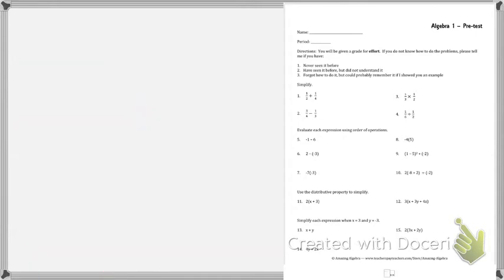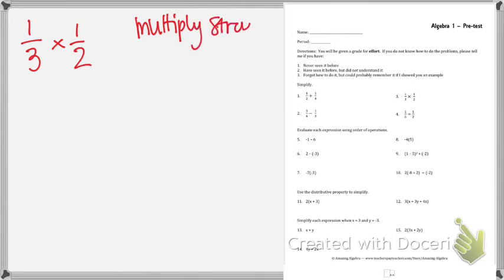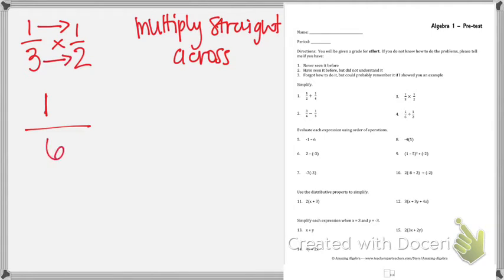All right, next, number 3, we have 1/3 times 1/2, and you'll notice that it's multiplying. So I want you to jot down, multiply straight across. So 1 times 1 is 1. 3 times 2 is 6. And that's my answer.